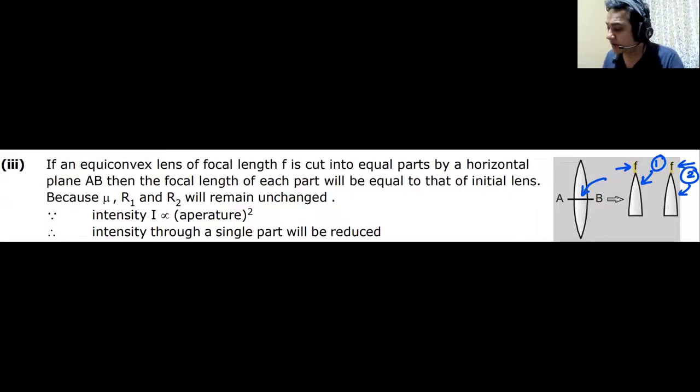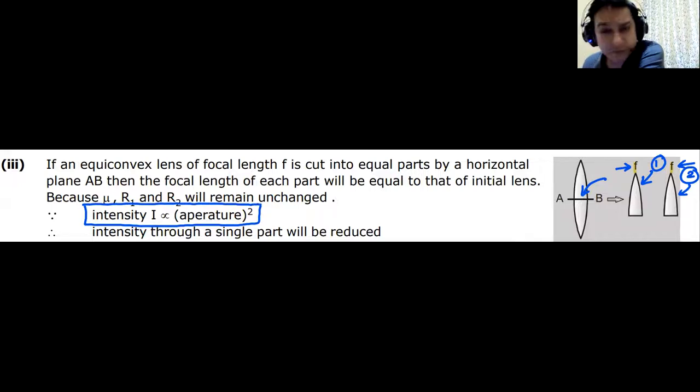Remember, I have already told you that intensity of a lens is proportional to its aperture, which is the diameter squared. Yes or no? If you don't remember it, you can still write it again. The intensity of light which is passing through a lens depends on how big the lens is. DSLR cameras have big apertures, so there is more intensity of light, and that is why they can take pictures even in the dark.